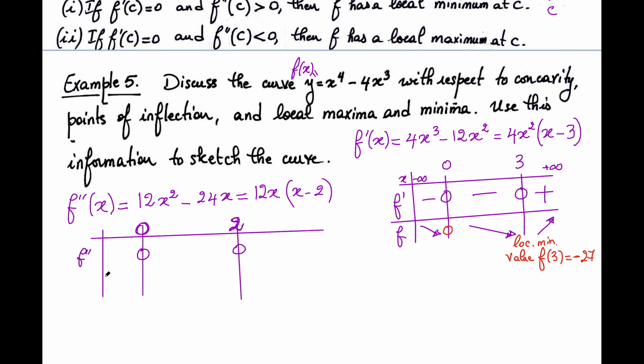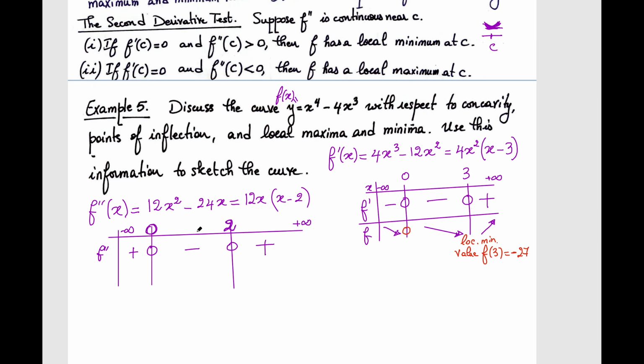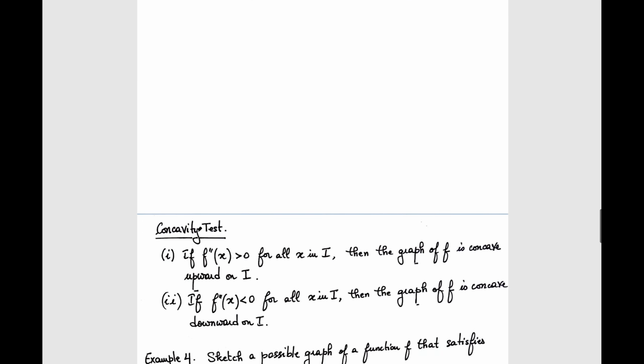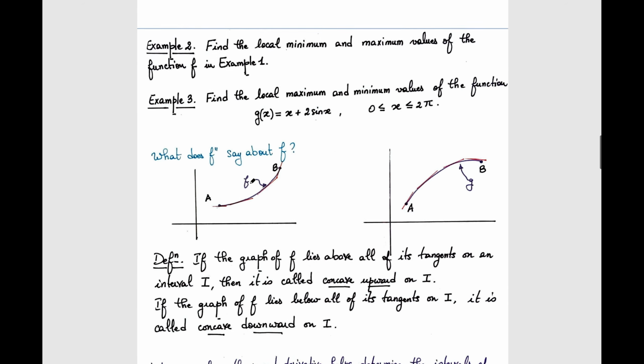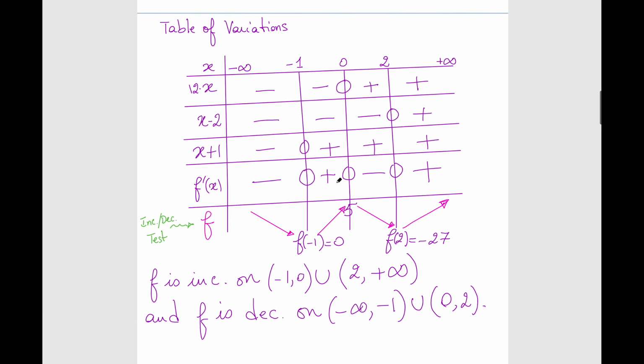Anyway, you can do it. The result is going to be positive here, negative here, and positive here. Let me know if you need more explanation. Check where f double prime is positive. You're going to do the same thing as we did above for the table of variations. And by above, I mean this one.